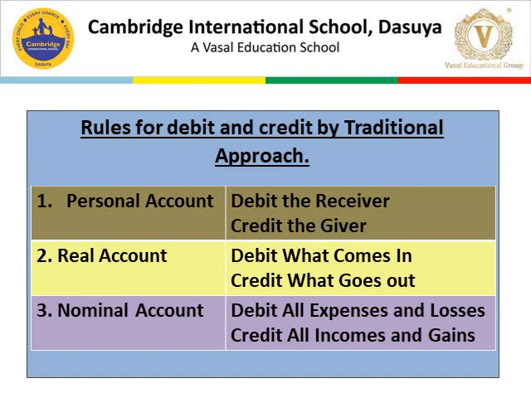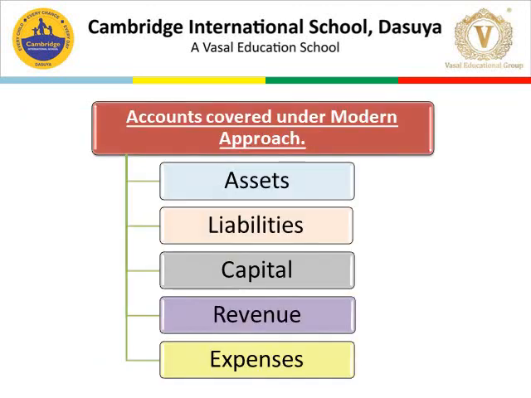Number 3, nominal account. Nominal account covers all expenses, losses, incomes and gains. And the rule for the nominal account is debit all expenses and losses, credit all incomes and gains. Accounts covered under modern approach: Number 1, assets. Number 2, liabilities. Number 3, capital. Number 4, revenue. Number 5, expenses.